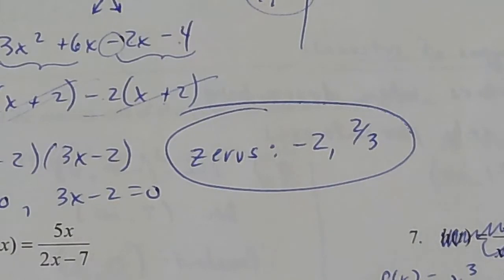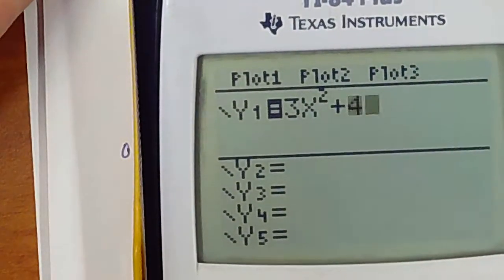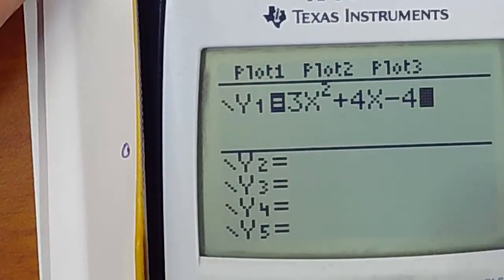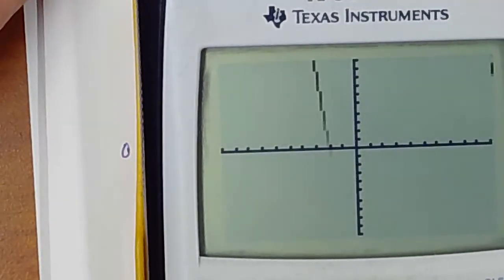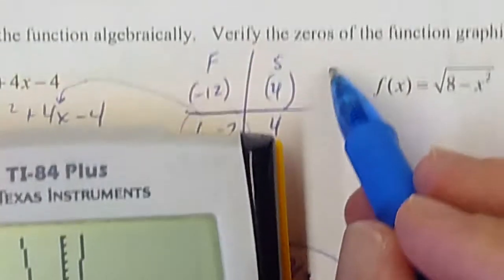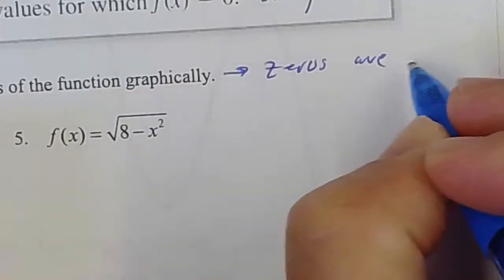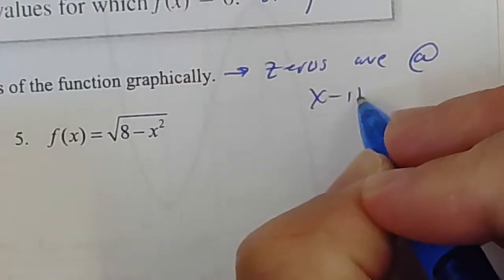It's kind of up to you. If you have a graphing calculator handy, by all means, do it. So here's what we could do. You're looking for the x-intercepts, if you remember that from last year. But if not, we're talking about it right now. So what I do is go to y equals 3x squared plus 4x minus 4. And I can verify these right here. My zeros are the x-intercepts. Maybe you want to add that. Find the zeros of the function graphically. The zeros are at the x-intercepts.